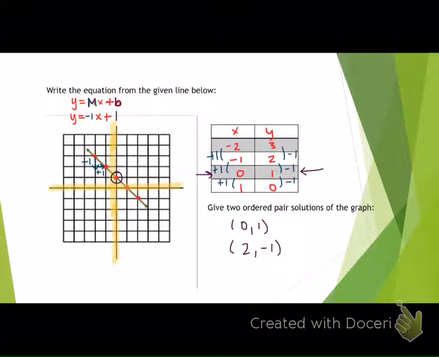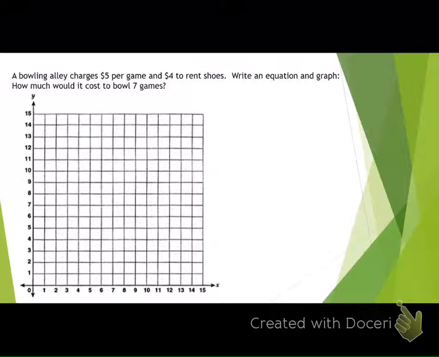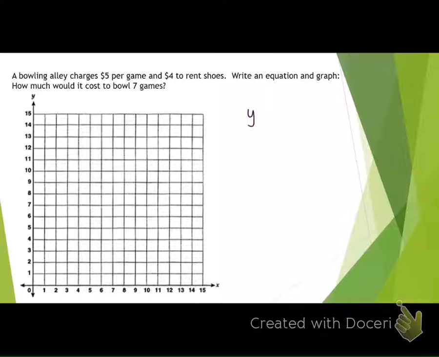Questions on that before we do a word problem? All right. A bowling alley charges $5 per game and $4 to rent shoes. Write an equation and graph. How much would it cost to bowl 7 games? So first we need to write an equation. So it's y equals mx plus b.